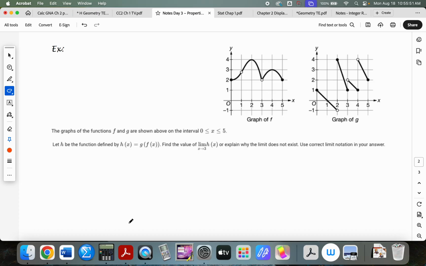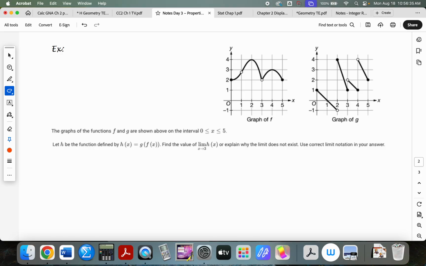By the way, all of these examples I creatively acquired them from AP Classroom. They're all from there. So the graphs of function f and g are shown on the interval between 0 and 5. Let h be the function defined by h of x as g of f of x. Find the value of the limit as x approaches 3 of h of x, or explain why the limit doesn't exist. Use correct limit notation in your answer.